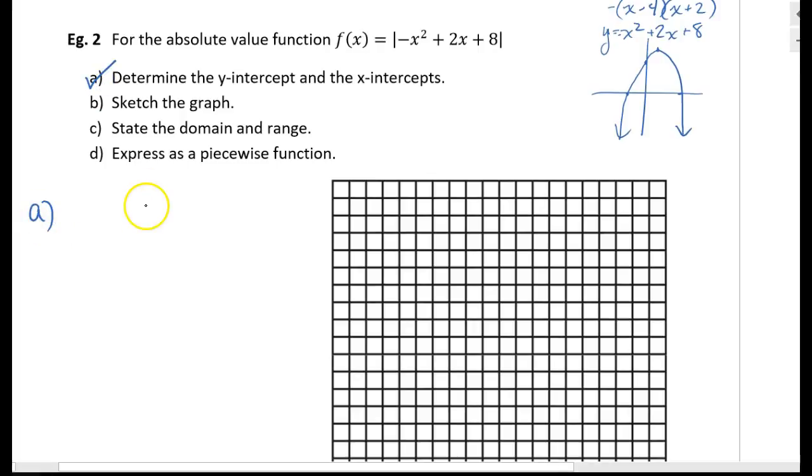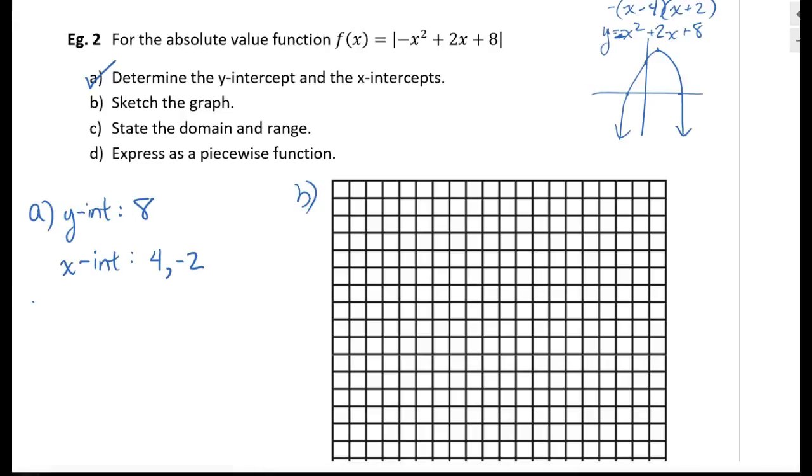So in this case, I'm not going to list my parent function values. I'm going to jump directly to my absolute value. So my y-intercept is +8. And my x-intercepts, I figured out by factoring. Again, the first thing I did was take out that negative in front of x squared. Then I can factor it like a regular trinomial. And I got +4 and -2.